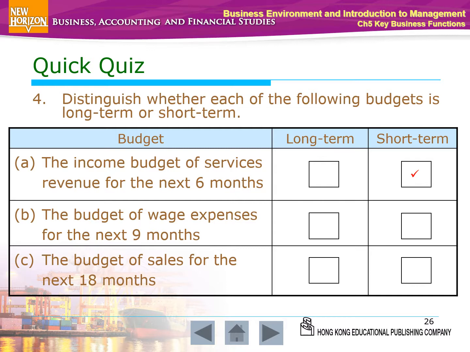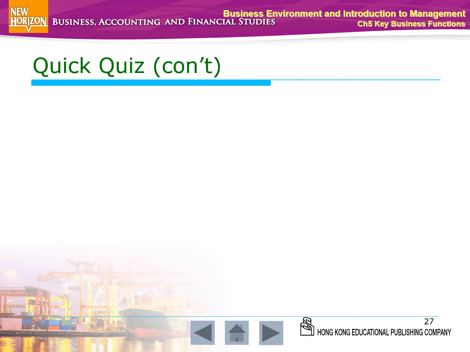B, the budget of wage expenses for next 9 months. 9 months. Again, short-term. C, the budget of sales for next 18 months. 18 months, that means more than 1 year. The answer is long-term. Very simple.